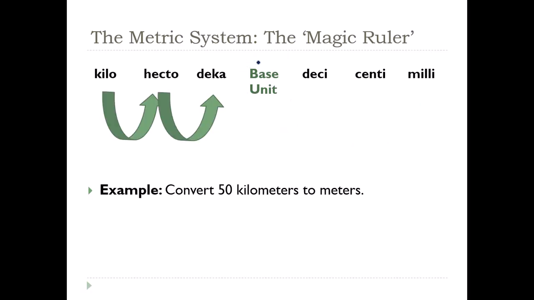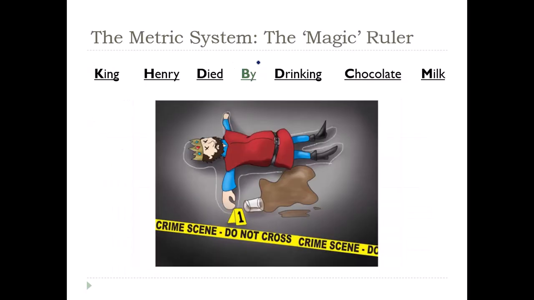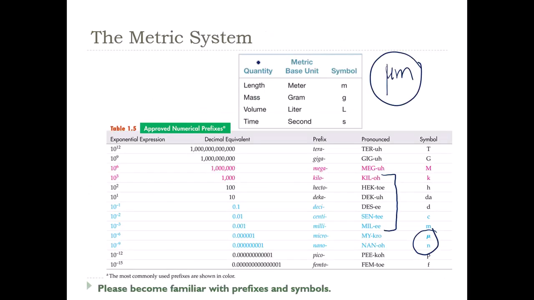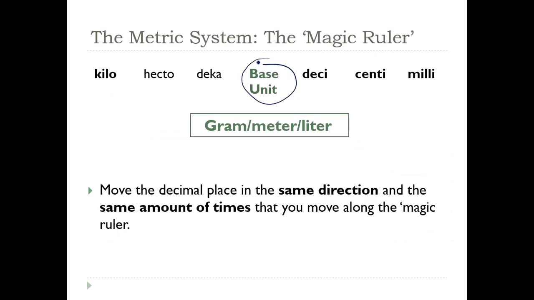You could remember, King Henry died by drinking chocolate milk. That's a mnemonic that you can use to help you remember this. Kilo, hecto, deca, base, deci, centi, milli. There are other ones, like kings have diamonds, but diamonds cost money, or you could come up with your own. But King Henry died by drinking chocolate milk is my favorite one. Move the decimal place in the same direction and the same number of times that you move along the magic ruler.